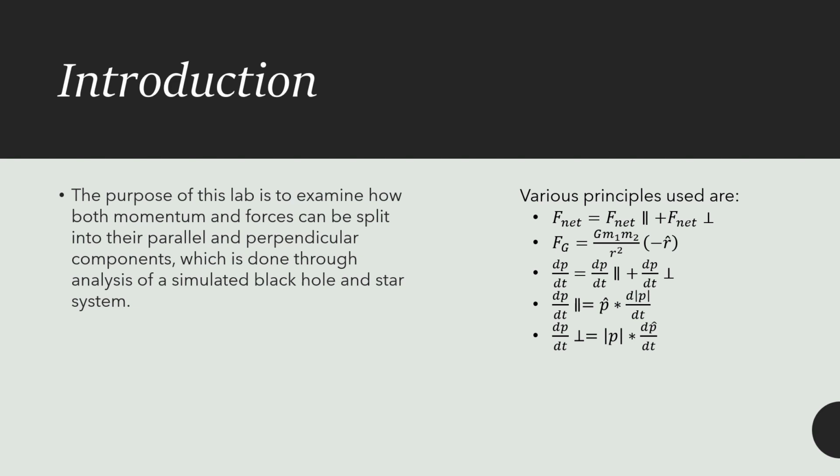So some of the various physics principles we use: Fnet equals Fnet parallel plus Fnet perpendicular, so the sum of the components is equal to the whole. Then the gravitational force is equal to the gravitational constant times the two masses over the square of the distance between them times negative r hat for the direction. Then we have dp/dt, the derivative of momentum over the derivative of time, which is equal to dp/dt parallel plus dp/dt perpendicular, the same concept as Fnet.